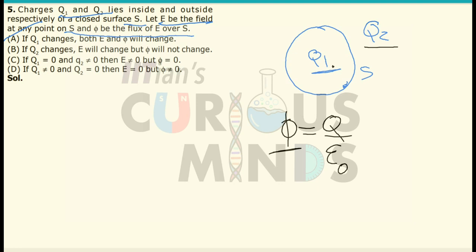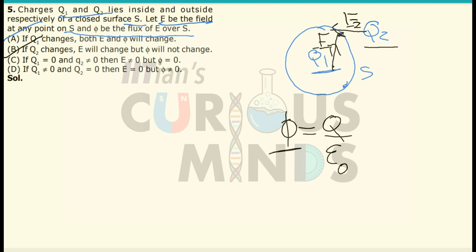Let us say along this point, the electric field intensity due to Q1 will be in this direction, E1, and due to Q2 it will be in this direction, E2. If it is a negative charge, the direction will be reversed. So if E2 changes, the total net electric field intensity will change, but the flux will remain the same. So option B is also correct.